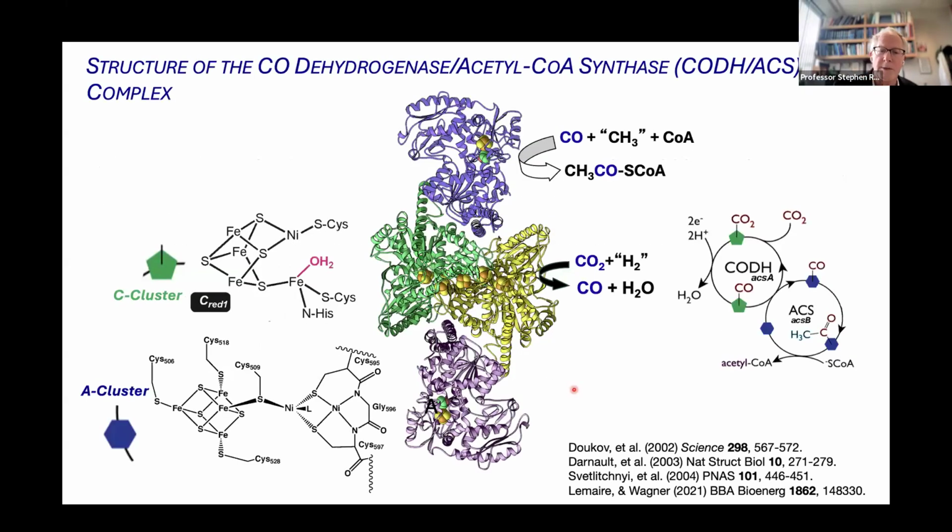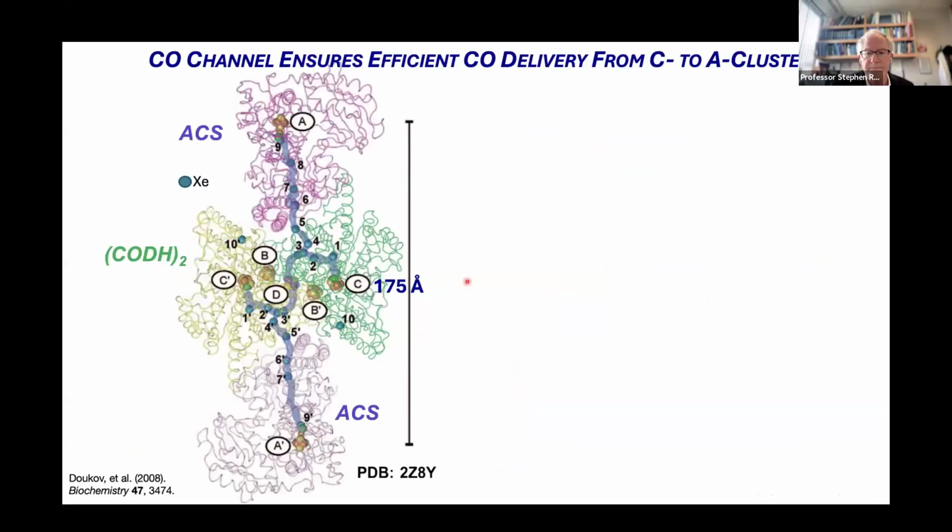So when we put acetyl-CoA synthase with CO dehydrogenase shown here in the middle, the structure of the CODH standalone is almost identical to that of the same molecule found here bound to acetyl-CoA synthase. The acetyl-CoA synthase has this A cluster, and that is involved in the conversion of CO and the methyl group with CoA to make acetyl-CoA. So interestingly, there is a tunnel that we have characterized.